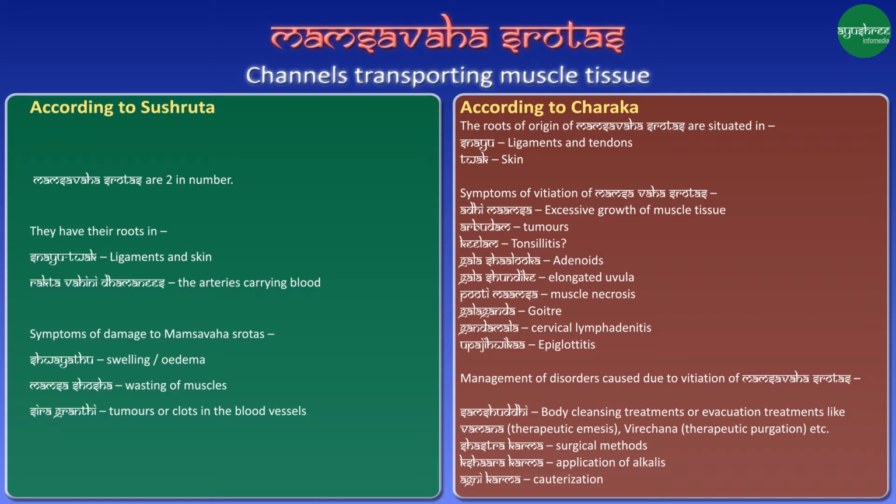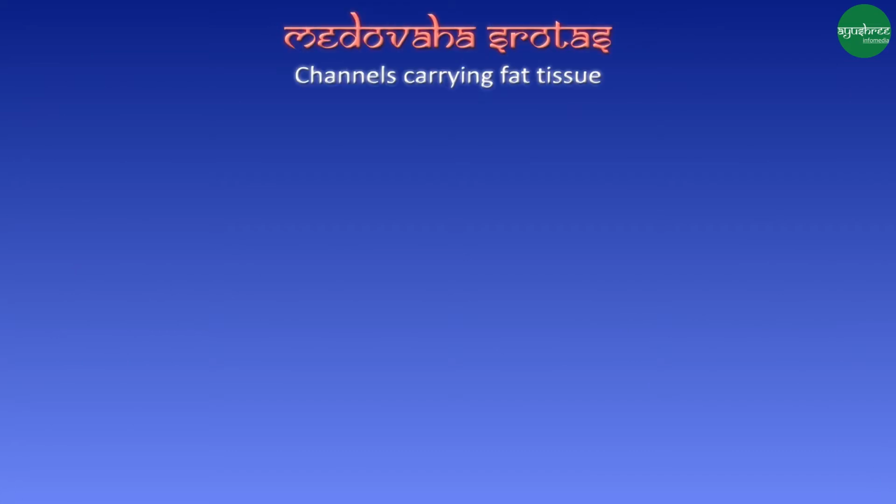Management of disorders caused due to vitiation of Mansavah Srotas: body cleansing treatments or evacuation treatments like Vaman, that is therapeutic emesis, Virechan, which means therapeutic purgation, etc. Surgical methods, application of alkalis, and cauterization. Medovah Srotas, which means channels carrying fat tissue.